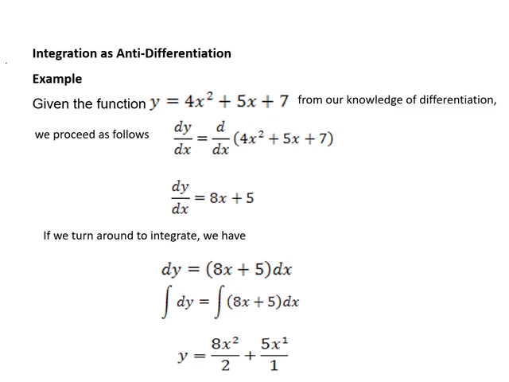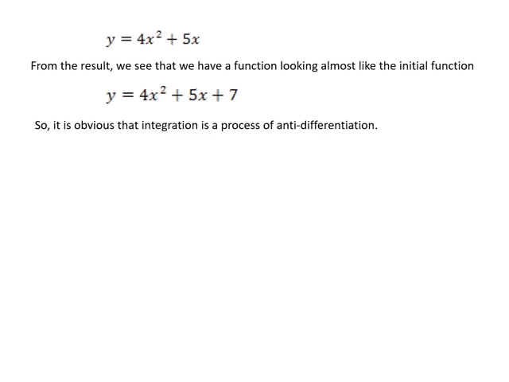So we now solve this. We have 4s squared plus 5s. So that is the answer. The answer we got there is y equal to 4s squared plus 5s.